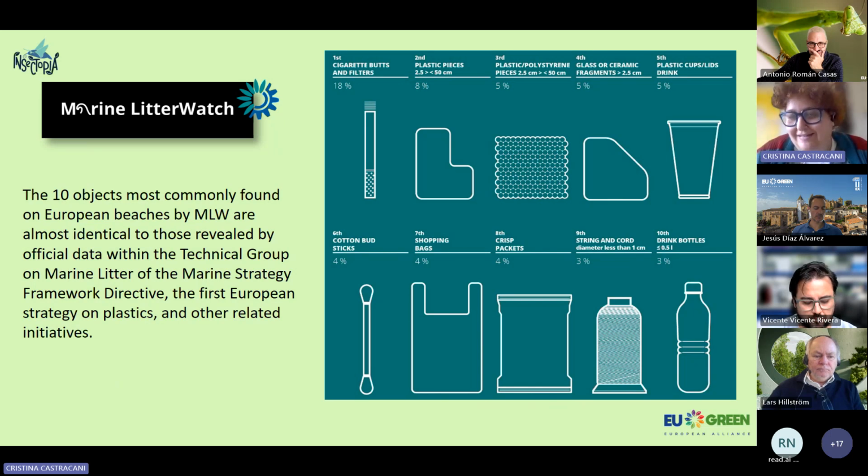Here you can find the most found types of plastics, and here you can also recognize some types of plastics that are now not used anymore in Europe. So this project was also able to give information to policymakers who decided to ban some of these types of plastic.